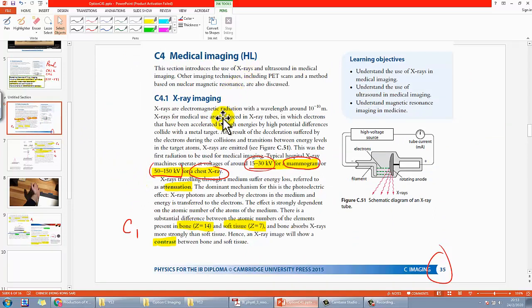So for contrast, apparently the first thing is that the things you are trying to see have a different atomic number. That is why for bones it's harder for X-ray to penetrate through, while for soft tissue like your flesh, it will be much easier. Okay, and that makes a difference in terms of X-ray.